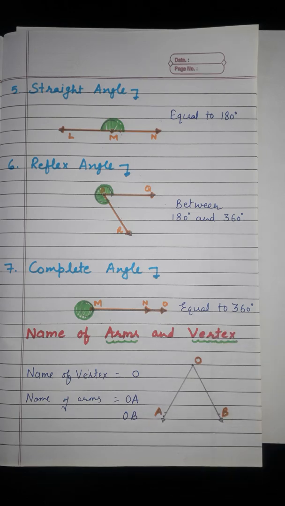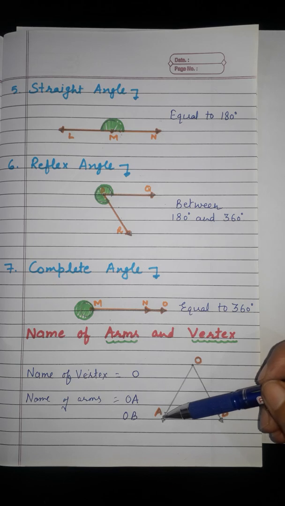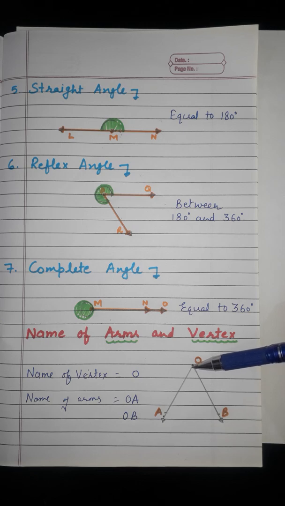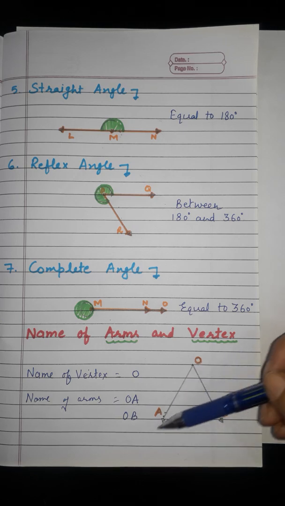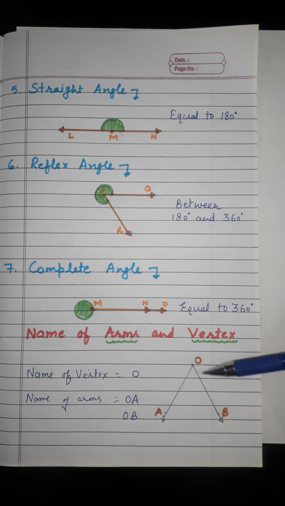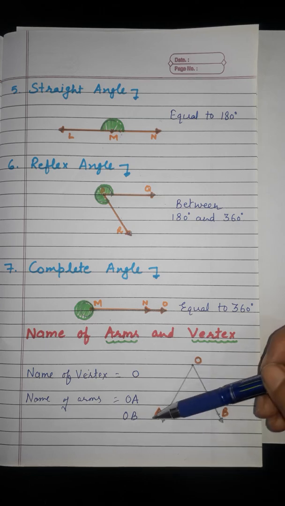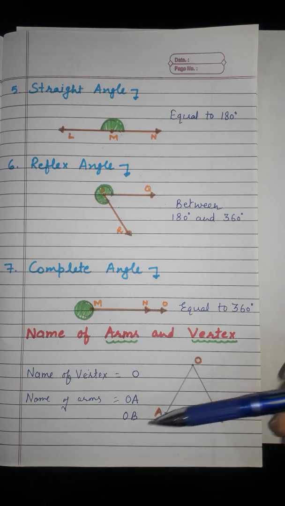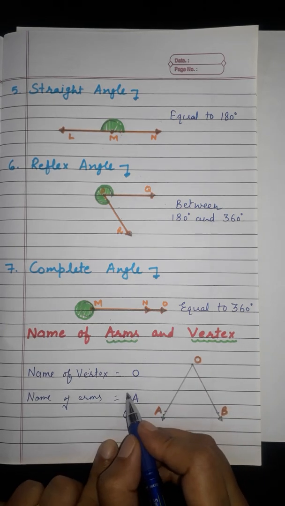Some children write it as AO. AO is not the correct way. We start from the vertex to the farthest point of the ray. So OA is the right way to write the name of the arm. Because an arm is a ray, we will mark the symbol of a ray here.